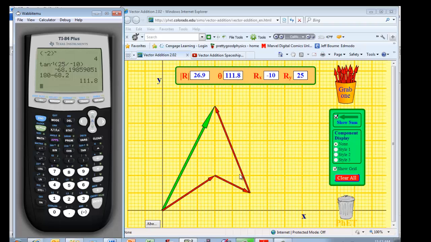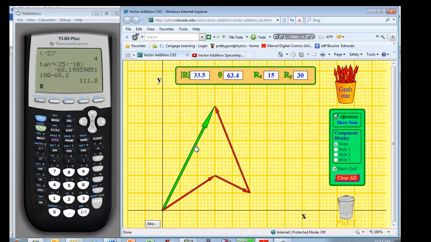So one of the things that we'll deal with, and we'll probably do this in class more because it'll be a little easier for me to help you with that, is how to handle angles bigger than 90 degrees. When you're in the second, third, or fourth quadrant, your angles will be bigger than 90 degrees. Now the overall resultant, it tells me, is 33.5 at an angle of 63.4.